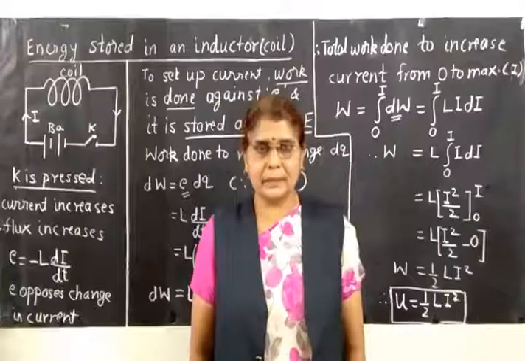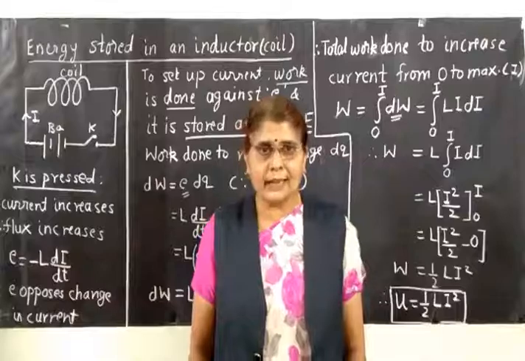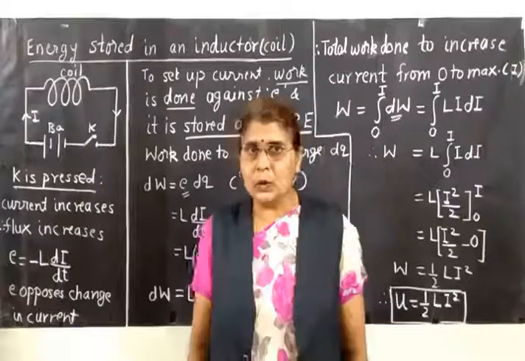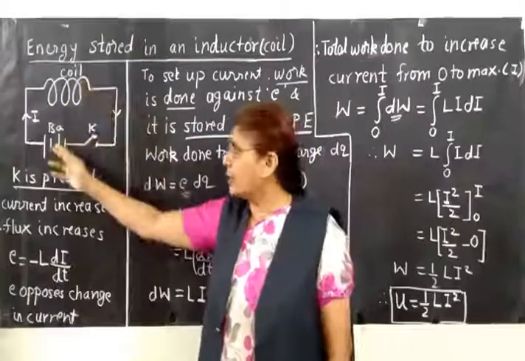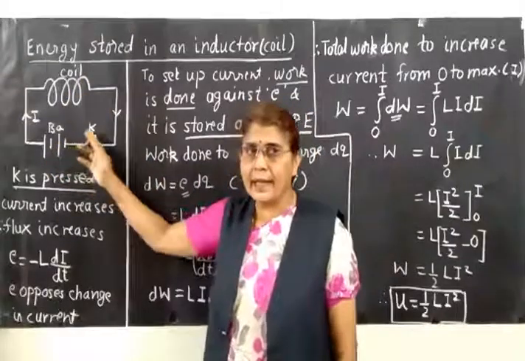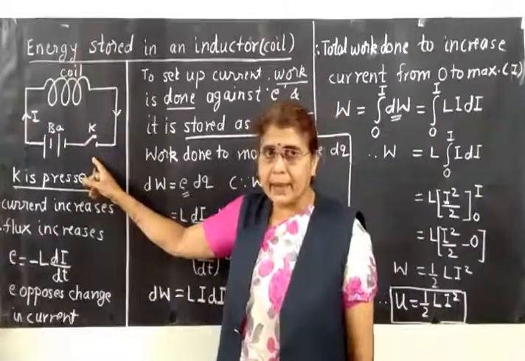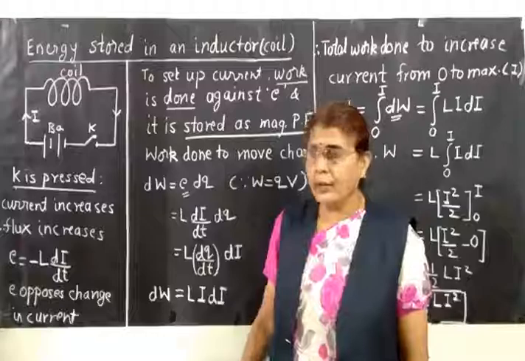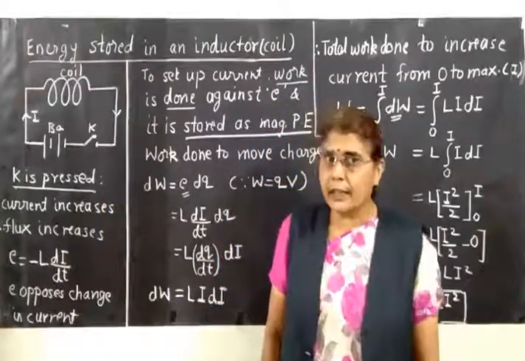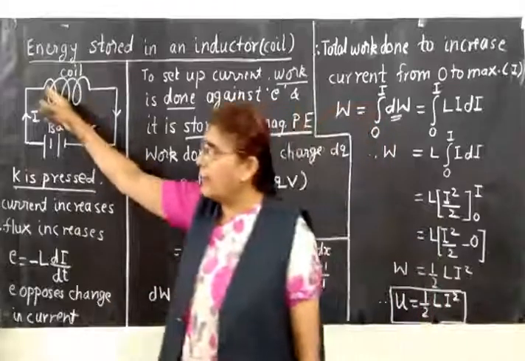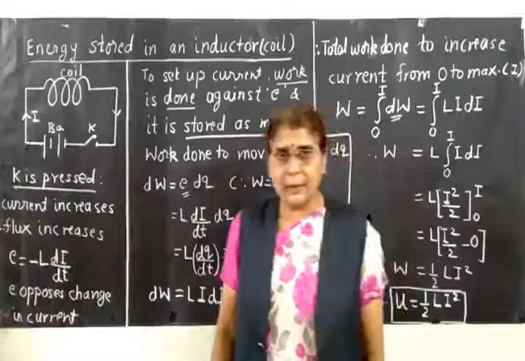Good morning, students. In the last session, we had studied the phenomenon of self-induction. So, we had seen a circuit like this. We had a coil connected to a battery BA and a tap key K. When you press the key K, the current increases from 0 to its maximum value in certain time. If the current increases, then the flux linked with the coil also increases from 0 to its maximum value.